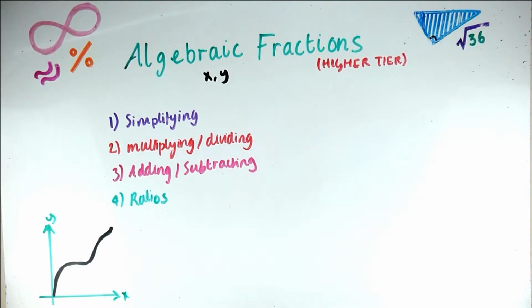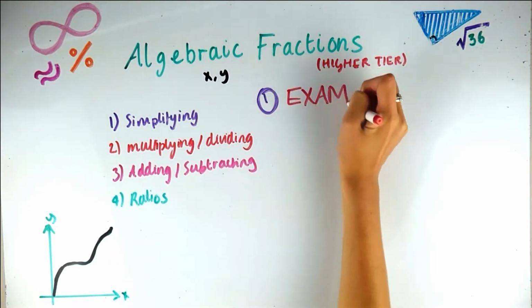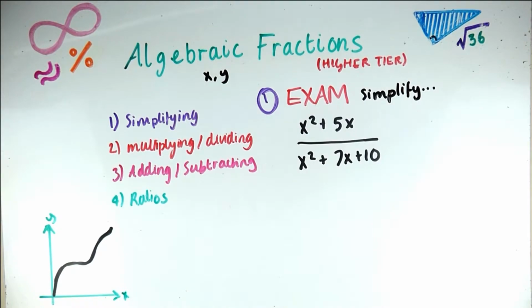Firstly, looking at section 1, simplifying. Okay, so this might be like this. This is from an exam. Simplify x squared plus 5x over x squared plus 7x plus 10.